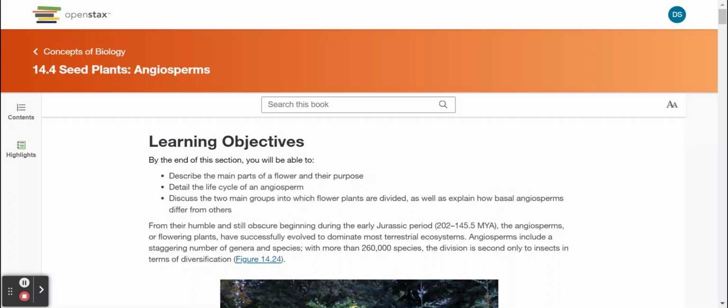Section 14.4, Seed Plants, Angiosperms. By the end of this section, you will be able to describe the main parts of a flower and their purpose, detail the life cycle of an angiosperm, and discuss the two main groups into which flower plants are divided, as well as explain how basal angiosperms differ from others.